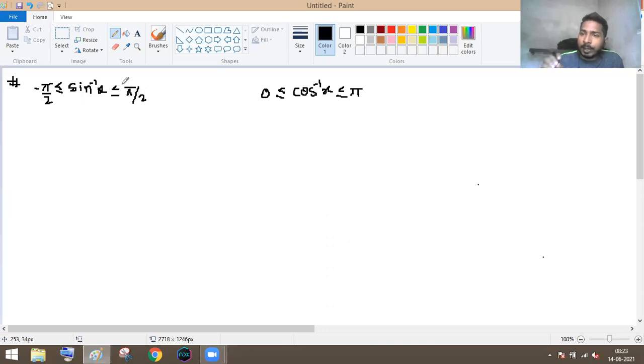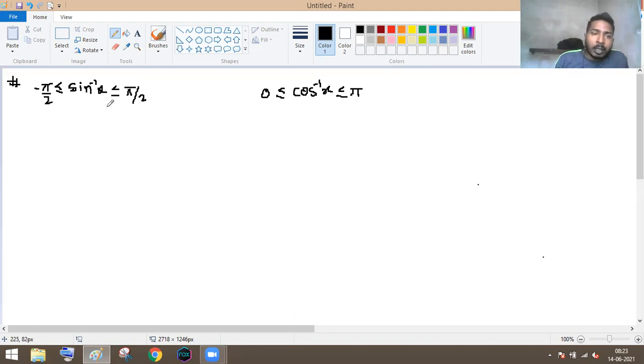So we can say that the value of sine inverse x lies from minus pi by 2 to pi by 2, meaning whenever you get the answer for any sine inverse, it should always be between minus 90 degrees and 90 degrees. And for cos inverse x, your answer should always lie between 0 and pi. You cannot say cos inverse x will be 360 degrees. Why not? Because in terms of the principal interval, it always lies from 0 to 180 degrees only.